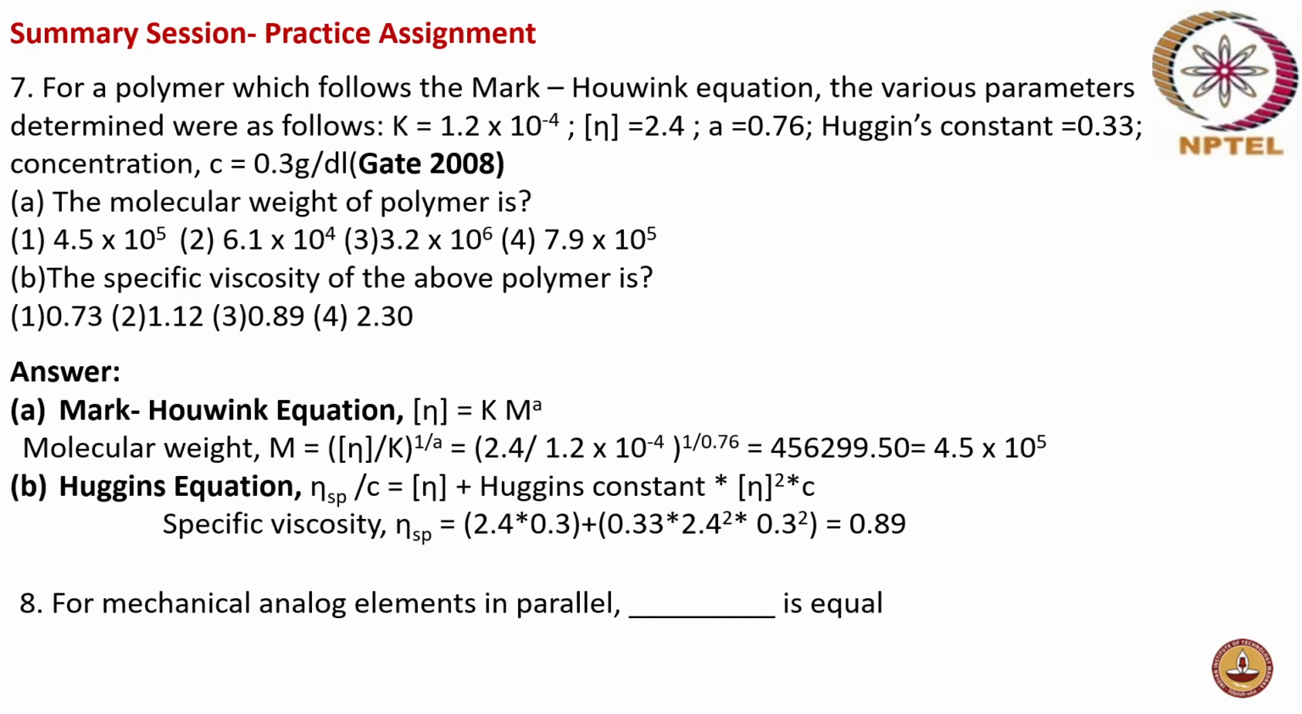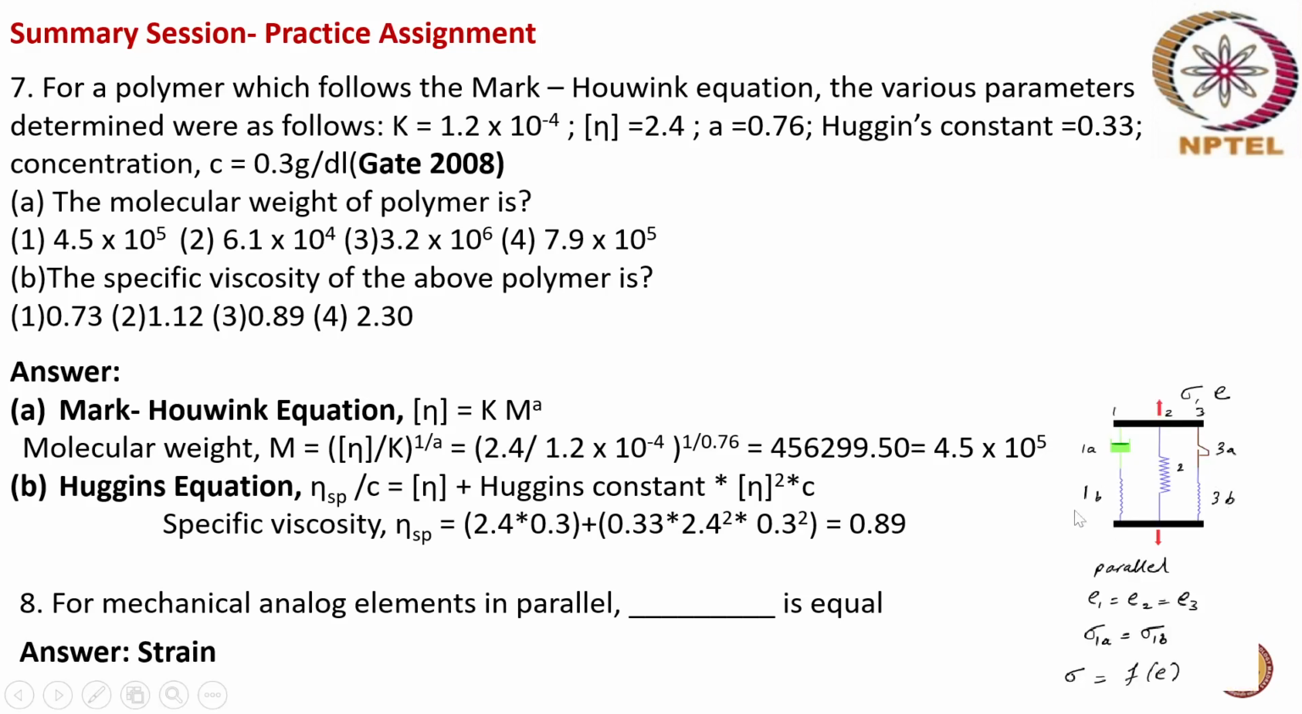If we know different mechanical analogs, for example, for an elastic component it is a spring, for viscous component it is a dashpot. So if these two components are in parallel, which of the parameters is equal for this parallel arrangement, whether strain is equal or stress is equal? So it is actually strain that is equal in this case.